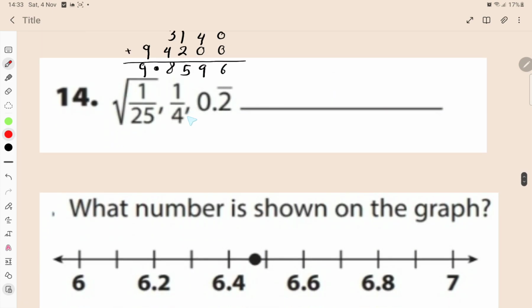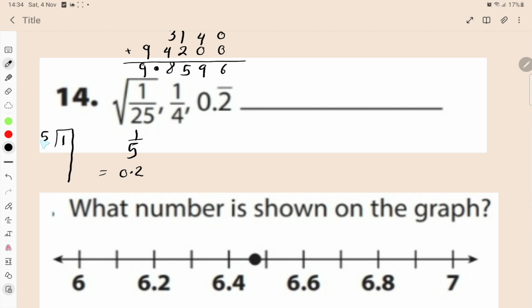Root 1 over 25, 1 over 4 is 0.2 repeating. Square root of 1 over 25: the square root of 25 is 5, so it is 1 over 5, because 5 times 5 is 25 and 1 times 1 is 1. 1 over 5 is the same as 0.2 using long division.